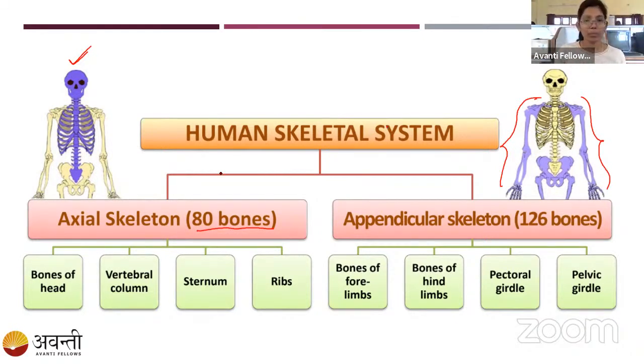So now tell me, the appendicular skeleton has 126 bones and the axial skeleton has 80 bones. What is the total number? It is 206 bones. So is that clear how we got 206 bones? Yes. Great.